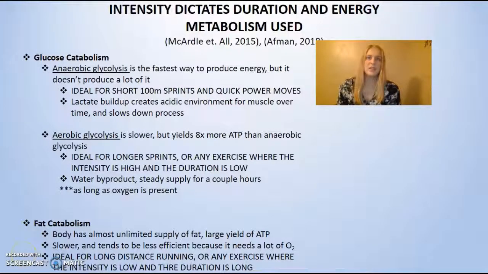When considering the 2 different types of ATP pathways that I just discussed, and we add in the question of what that means for intensity and duration of exercise, I like to think of it as the intensity dictates the duration and the energy metabolism used. So in any sort of exercise or daily function, the body never really just uses one energy metabolism system, but there definitely is a predominant system being used, and they all work together in order to create that energy.